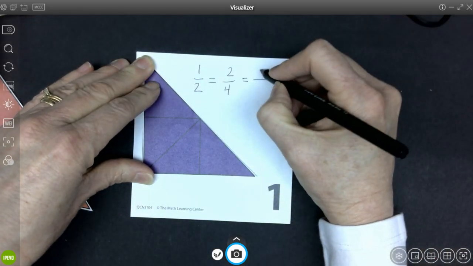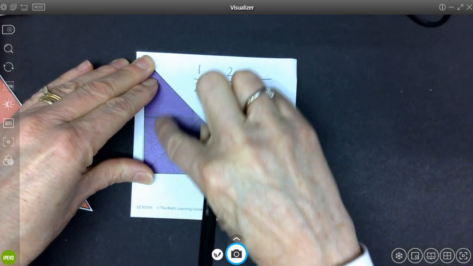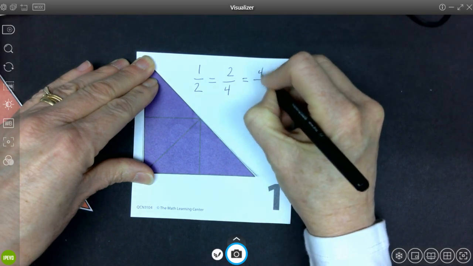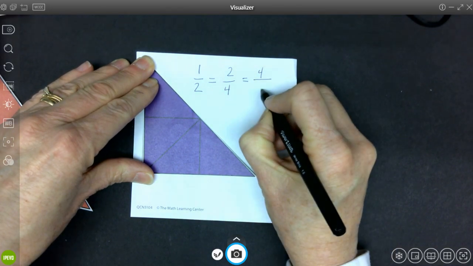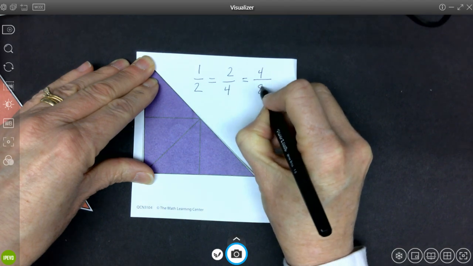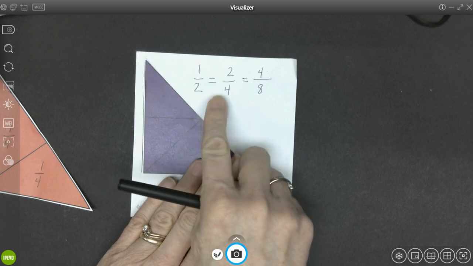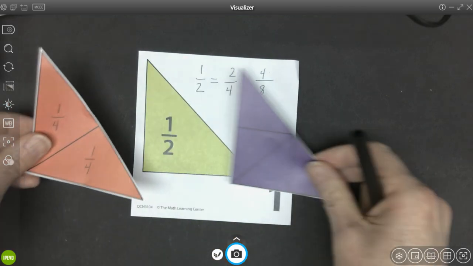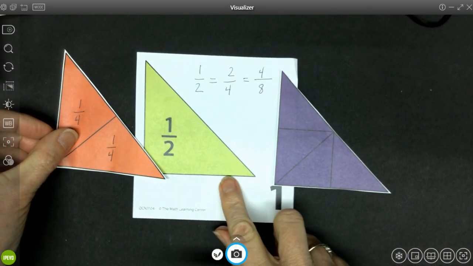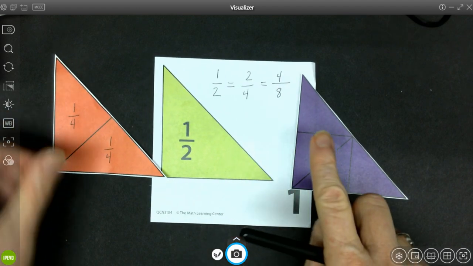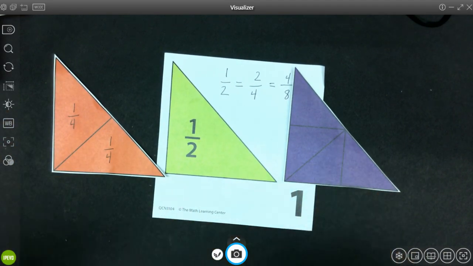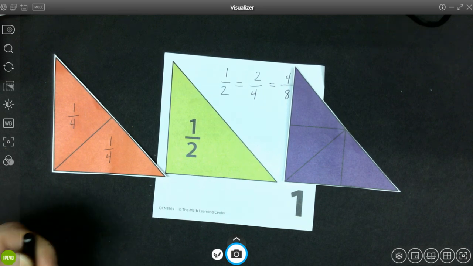Well, if we're thinking about how many, there are 4, and we already decided that they are eighths, which means that we can say that 1/2 is equivalent to 2 fourths, and it's also equivalent to 4/8. So take a look at that. They're all the same size triangle, but we can call them different names. It's one of the interesting things about fractions. So thank you for listening, and keep up the great work.